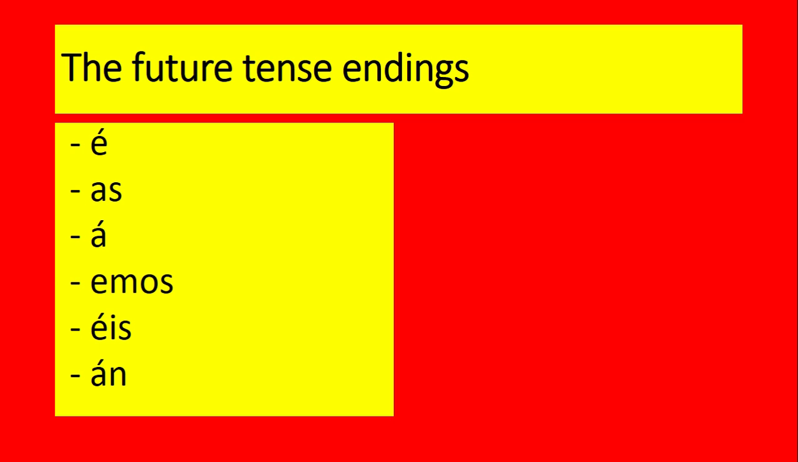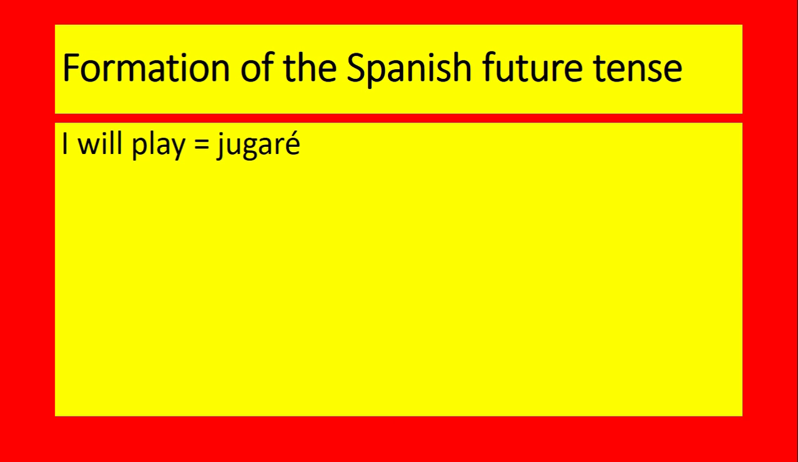So again, we always decline a verb in this way: I, you, he, she, and it. Then we, then you, then they. If you don't know how to decline a verb, then check out my video on the present tense. It goes into that in a bit more detail. So I will play is jugaré. So you take the infinitive jugar, and because you want to say I will play, I being the first person singular, then we add the é ending on the end.